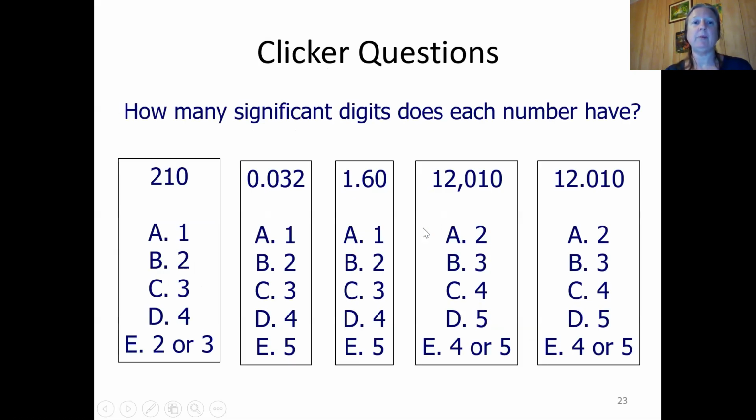So here's some examples. How many sig figs does each of these have? Well, 210. You have no context here. So you actually don't know if this is 2 sig figs or 3. You don't know if this is a 0 there because you can't not have it.